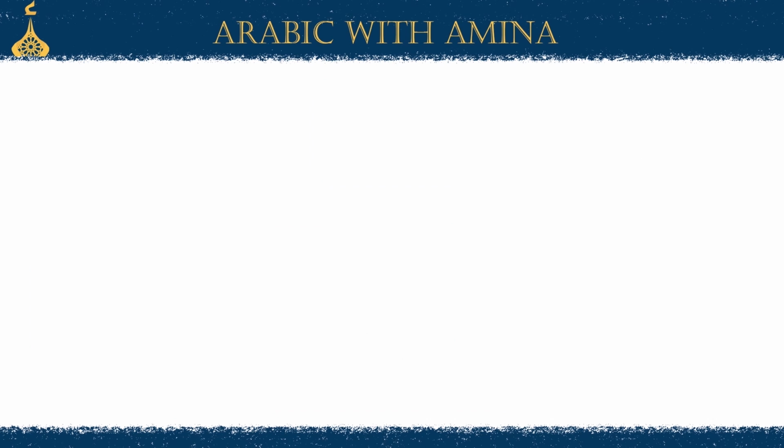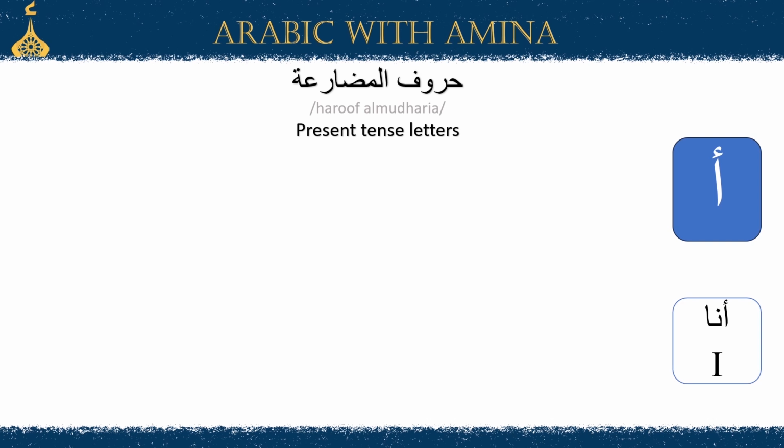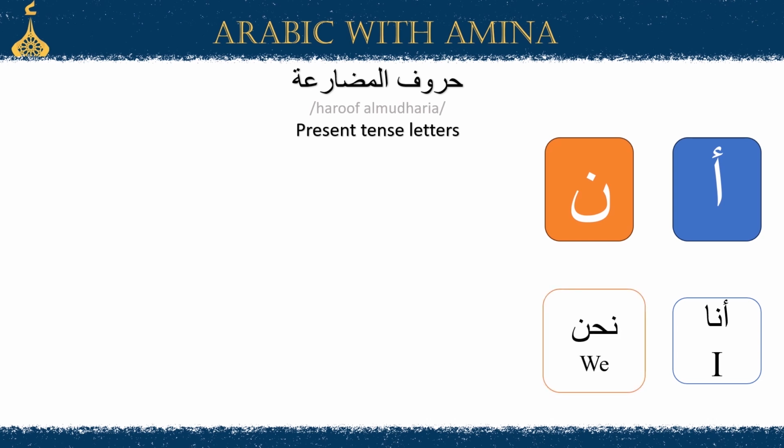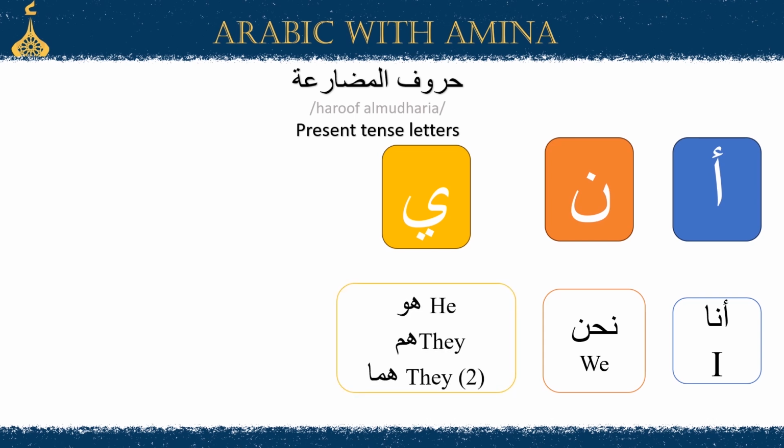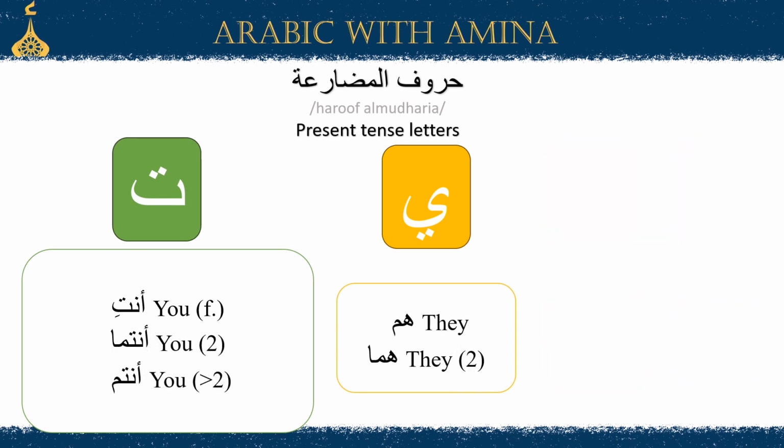So a quick recap. We've talked about the present tense letters, which are huruf al-muḍāri'ah, and which pronouns each one is used for. For example, alif refers to the pronoun I or ana. Noon refers to the pronoun nahnu, we. Ya refers to multiple pronouns, he and they, whether dual or plural. And ta also refers to more than one pronoun, you, male or female, dual or plural, and she. But there are some pronouns we said that follow a special rule, which we haven't talked about yet. And those are they, whether it be dual or plural, and you, whether it be feminine, dual, or plural form.